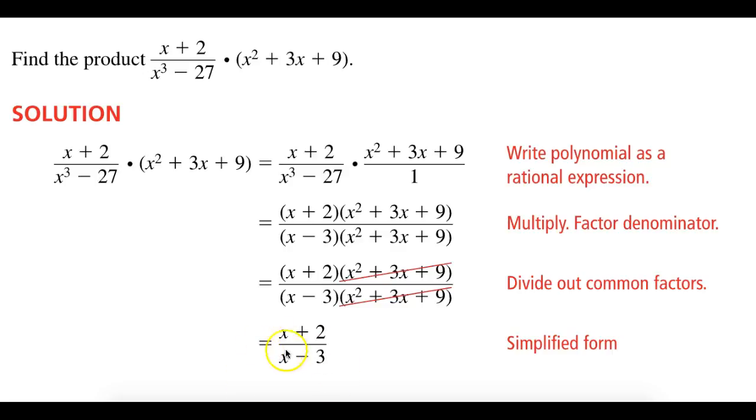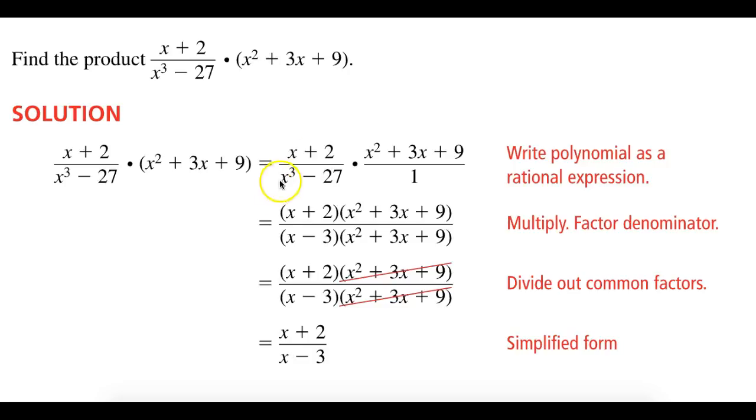If we look at our original function, you know that x can't equal 3 because x cubed minus 27 would be 0. And if you look at our new one, x still can't equal 3. So nothing changed. There are no other values that x can't be. It's 3 in our original and 3 in our final. So we've got x cannot equal 3 for both of those.